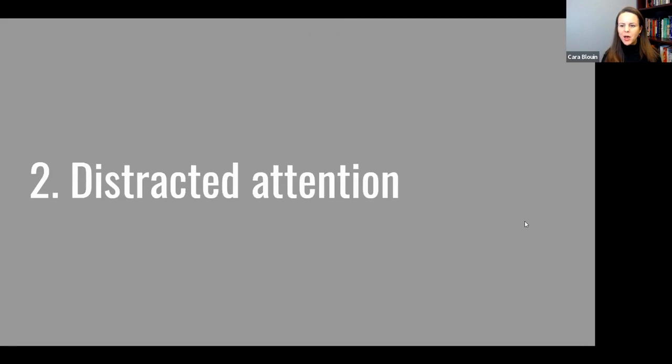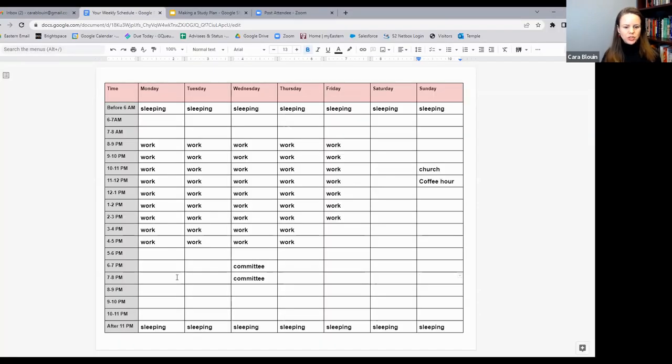Next, I want to think about when I don't have something scheduled, but I know that I'm going to be busy. So let me look at my schedule again and see when my attention is almost certainly going to be distracted. I'm usually making dinner, except on Wednesdays when I have committee. I'm making and eating dinner with my family from 6 to 7. So let me put that in there.